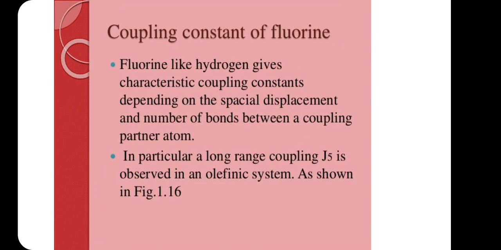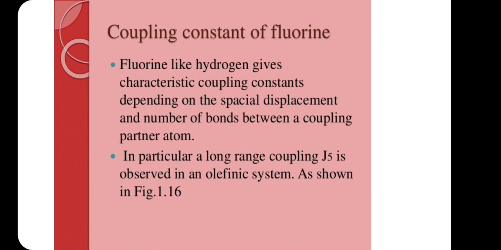Next we discuss the coupling constant of fluorine. What is a coupling constant? Coupling means the nucleus is coupled with the neighboring nucleus. So the fluorine is coupled with the neighboring atom. It may be a fluorine or other heteroatoms. So the spin-spin coupling takes place. After that a splitting takes place. The splittings may be a singlet, doublet, triplet, quartet. It depends upon the neighboring nucleus, the number of neighboring nuclei.